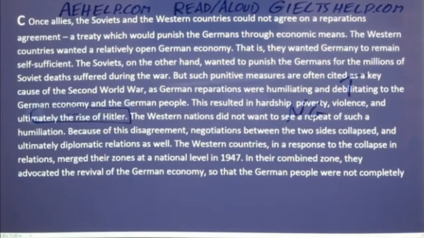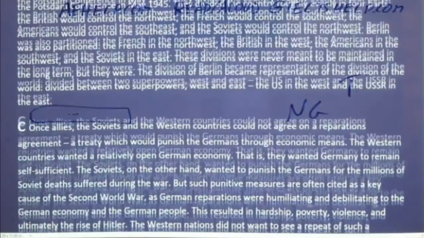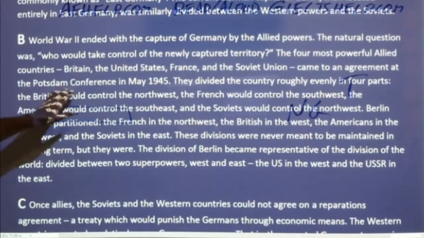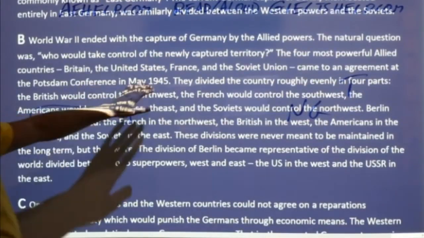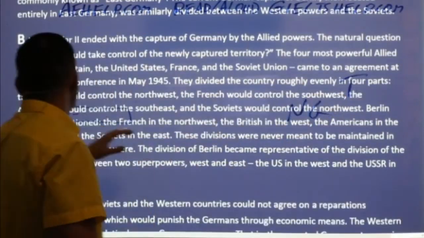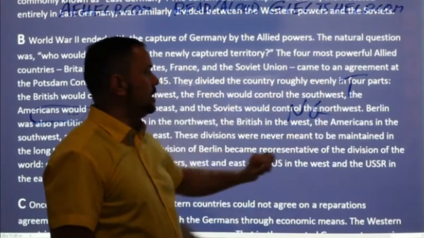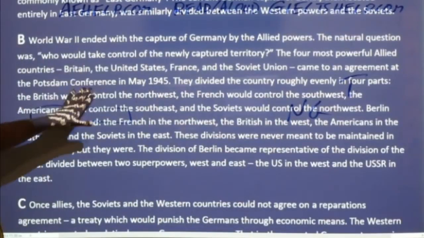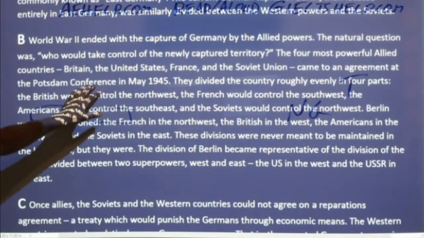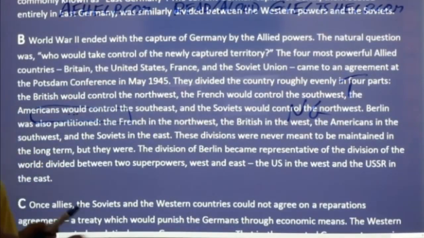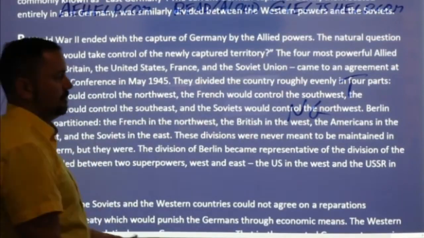So if I'm really searching, and I might even use up as much as 1 or 2 minutes, but I would probably only do this once I've answered all of the questions. So remember, it was in B, the Potsdam Conference. Okay, so came to an agreement at the Potsdam Conference. They divided the country roughly evenly into 4. So it's not given. So there's no more information given here about the Cold War and this conference. Okay, so now I know that not given is my best answer.